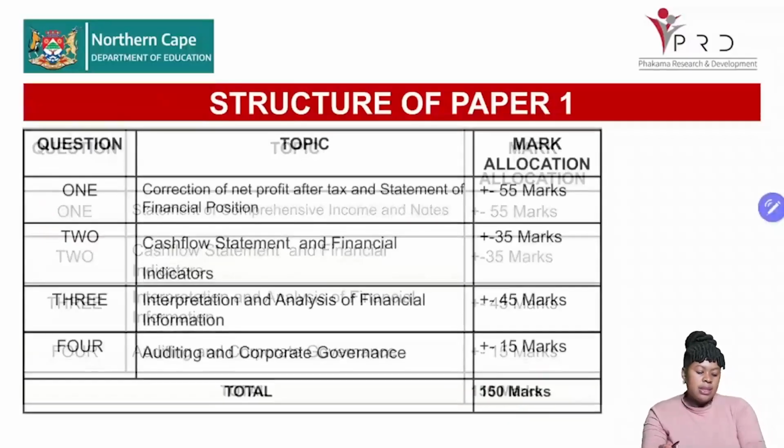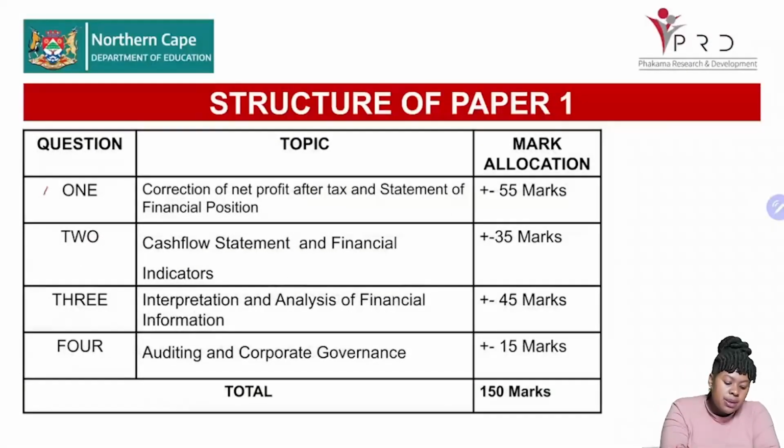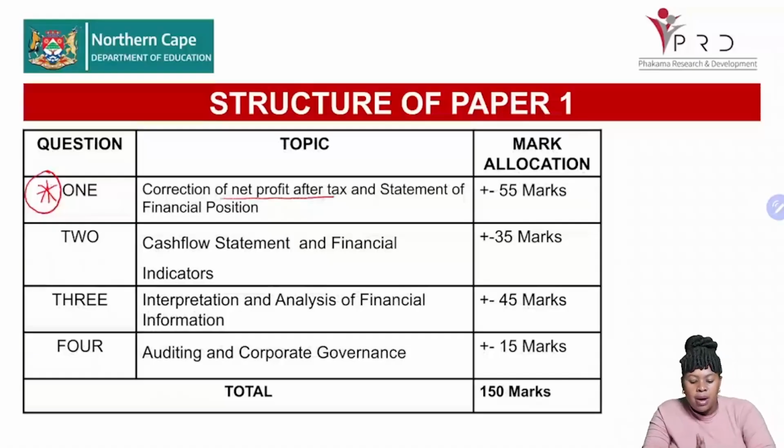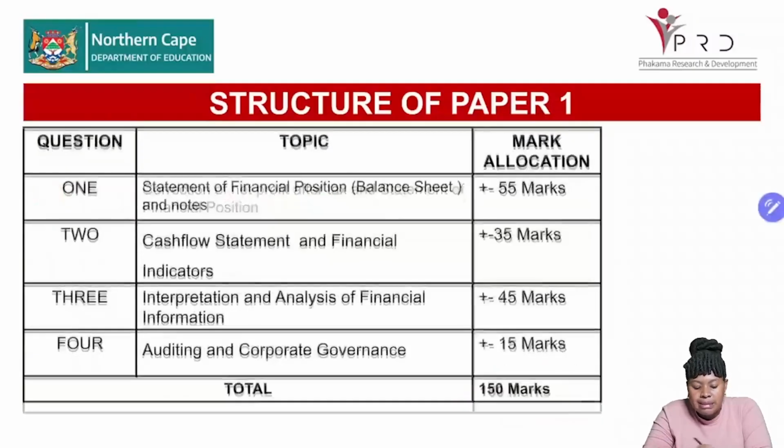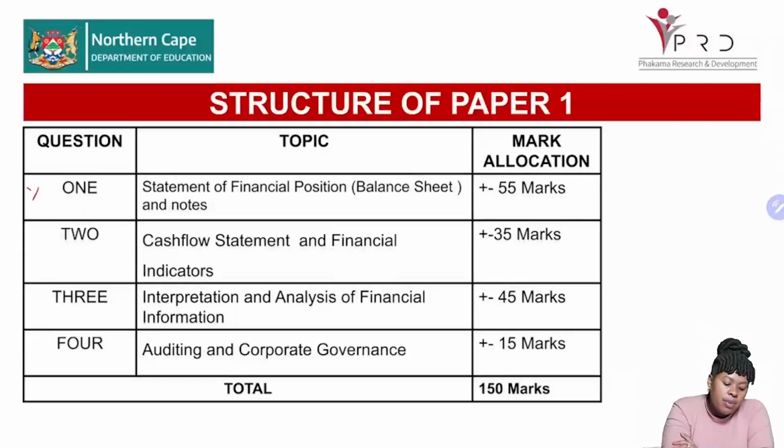Then the third way they can test this, still, the difference is in your question one. The examiner can give you the correction of net profit after tax and the statement of financial position. So it could be the whole statement or portion of it, depending on how the examiner wants to test that. Okay, then the total will also be 150 marks. So the total remains the same. Then the different way or the last way, which is the fourth way, they can give you the statement of financial position, which is the balance sheet, and notes only.